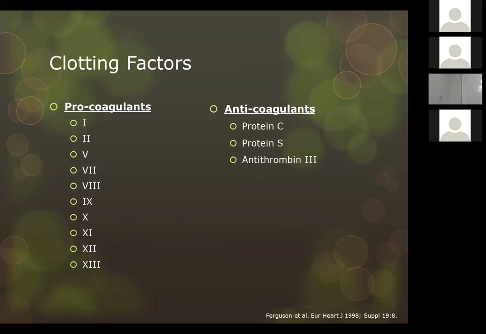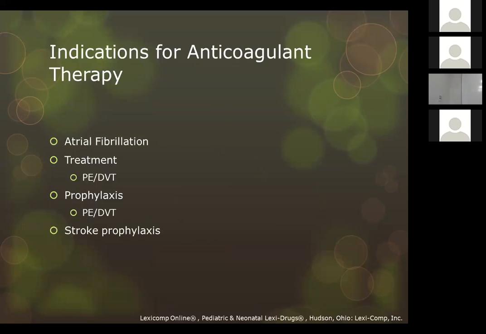As far as the clotting factors in the body, we have a number of procoagulants and a number of anticoagulants. For the procoagulants, we have factors 1 through 13, and the anticoagulants are protein C, protein S, and antithrombin. These are all endogenous clotting factors within our body, which I will go over a little more when we start talking about the medications and which factors and proteins they actually affect.